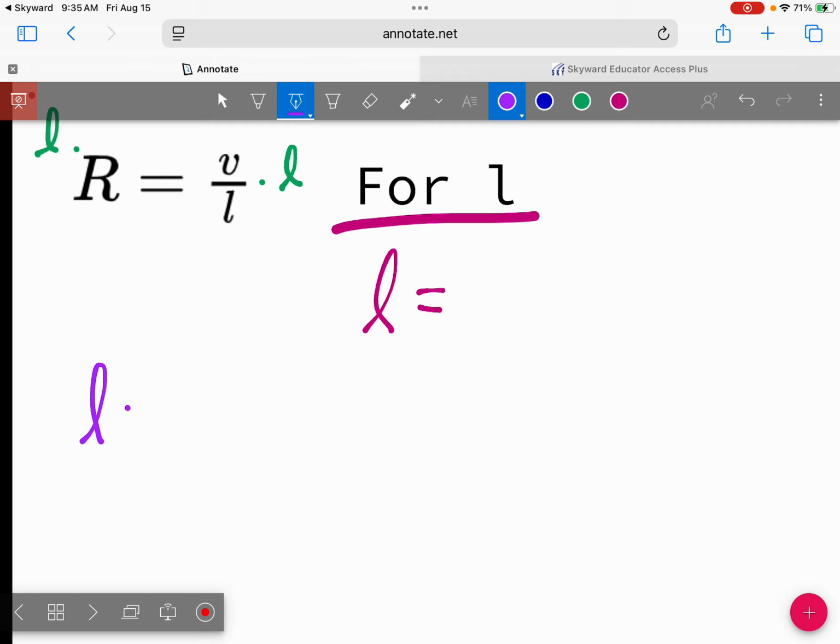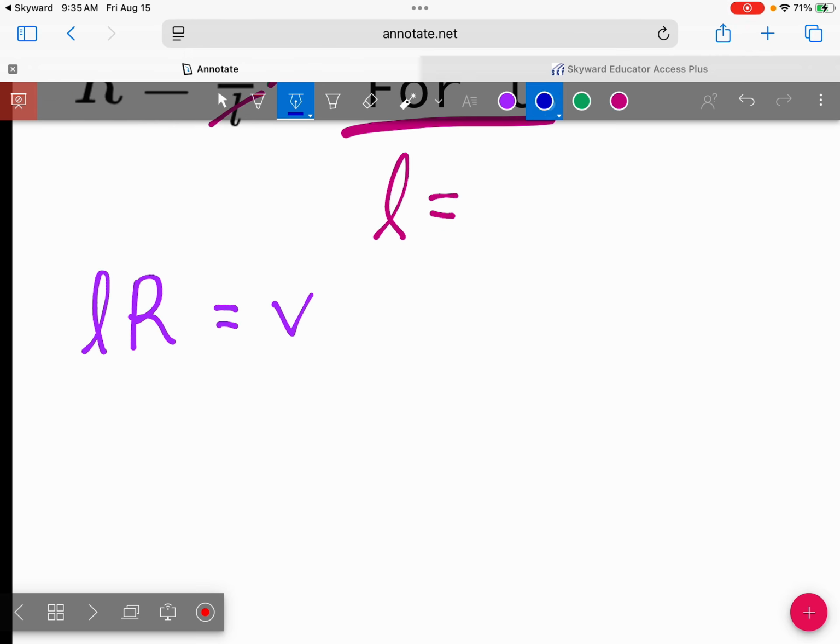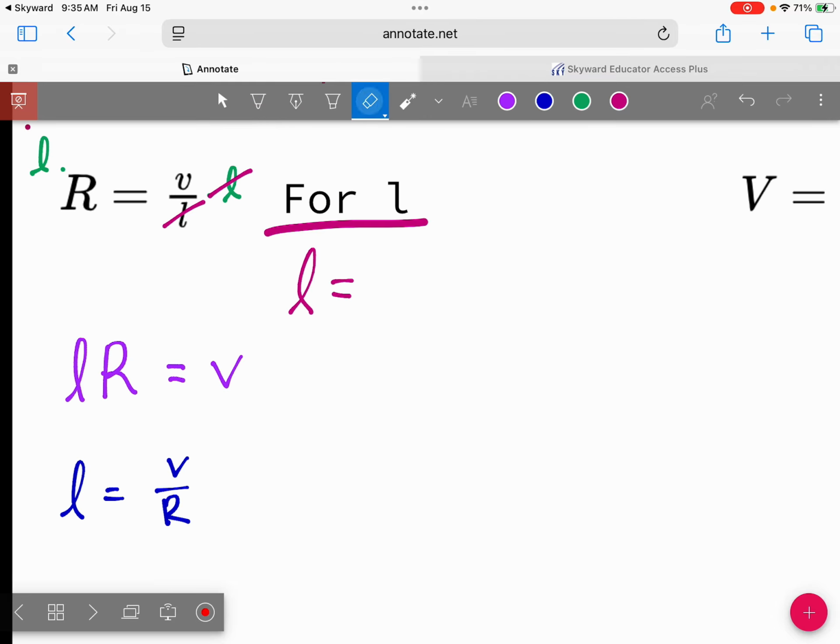So we're going to have up here our L times capital R is equal to V. The L cancels out over here. But I don't want to have LR equals. I want to know what L equals. So what do we do? Divide by R. So we're going to have that our L equals V over R. So this one winds up looking very, very similar to what we started with, but this is our answer.